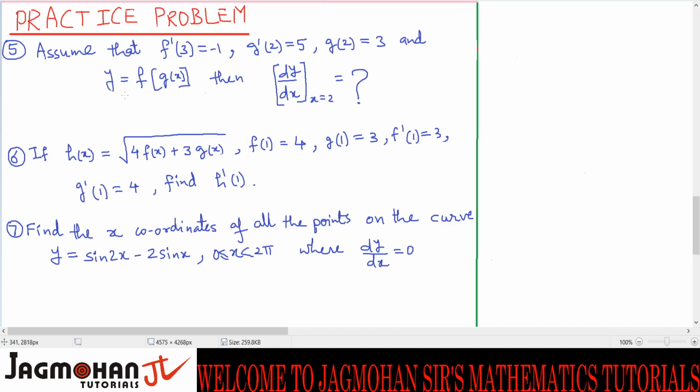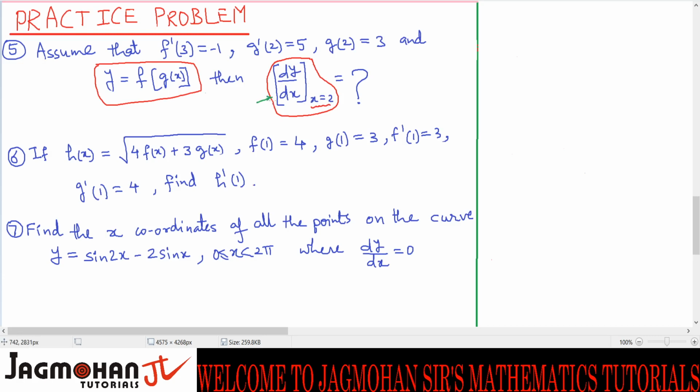So the question is, we are given y as f of g of x and we have to find dy by dx when x equals 2. When you write like this, you have to find dy by dx and then whatever function you get in dy by dx, there you will substitute x equals 2. So what is the meaning of this notation? Writing dy by dx inside the bracket and at the bottom you write x equals 2.